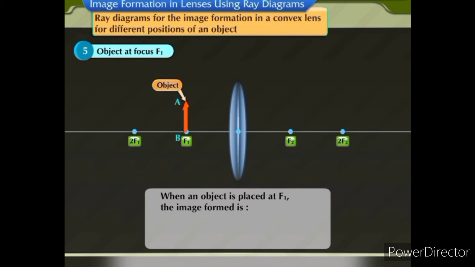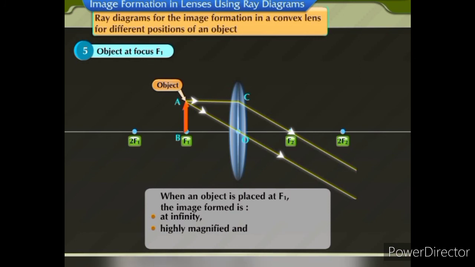Object at focus F1. The ray AC passes through F2 while the ray AO passes through the optical center without any deviation. The two rays travel parallel to each other after passing through the lens. The rays will meet at infinity. Hence, the image will be formed at infinity, which is highly magnified, real and inverted.